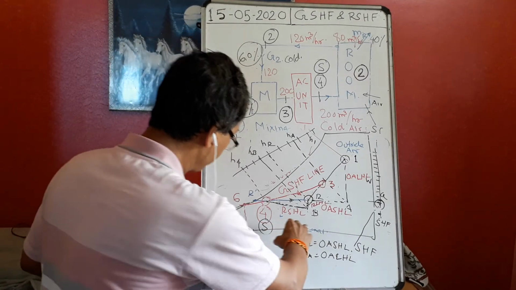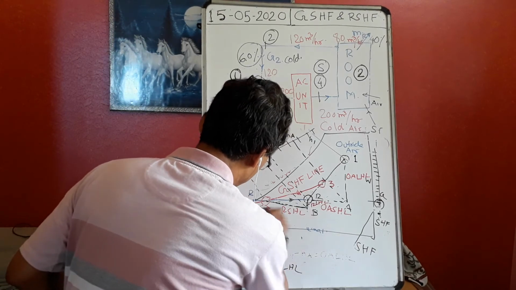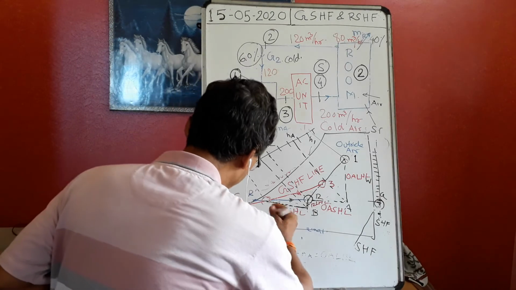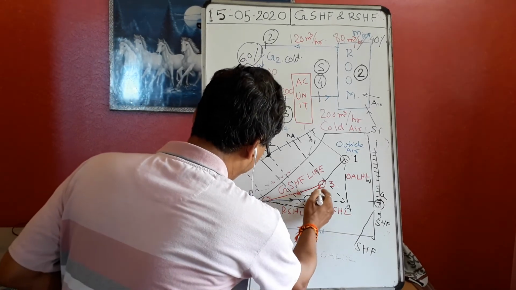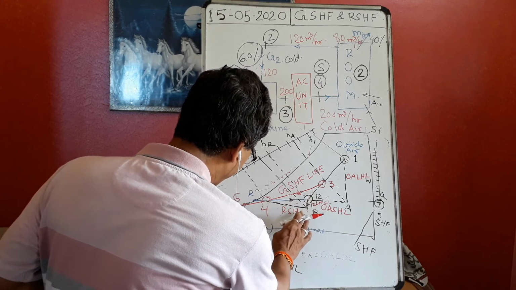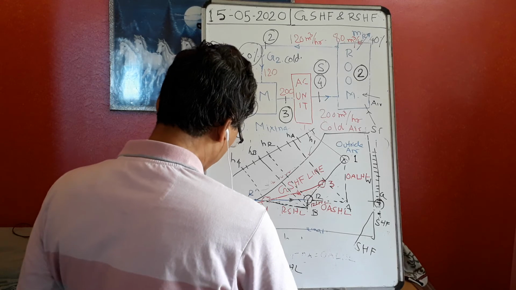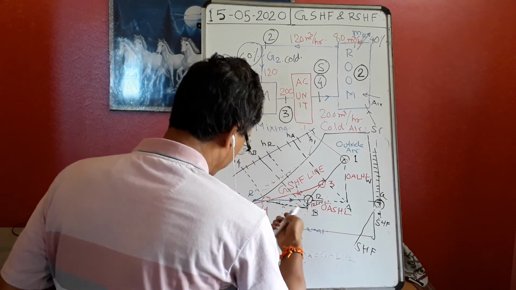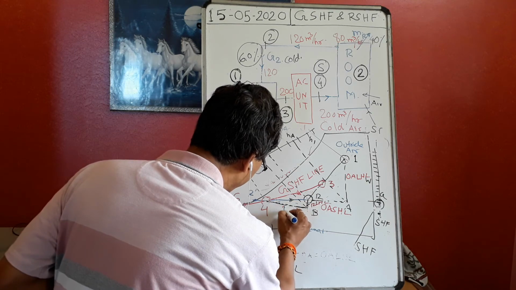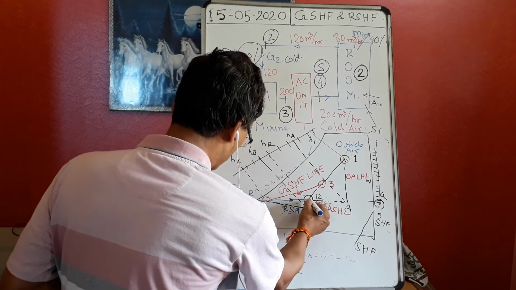Let me clear here. So this is the 4 point. I should not erase it. The red one is the grand sensible heat factor line. The blue one, let me write in blue color, is the room sensible heat load line, the heat factor line, and this is the room condition.